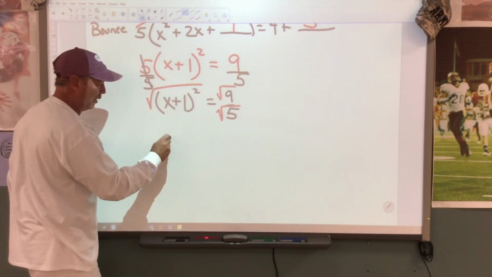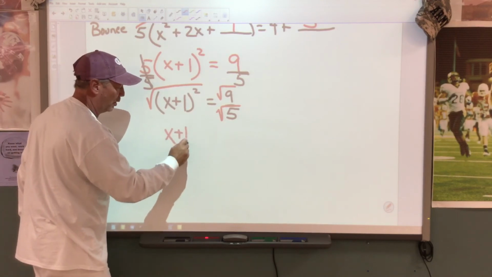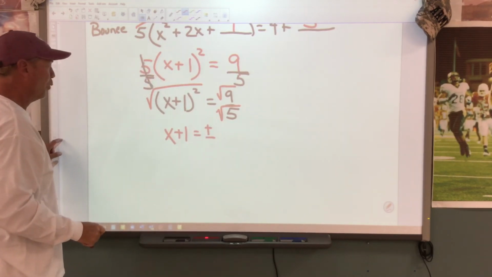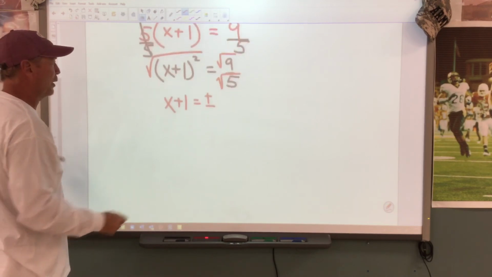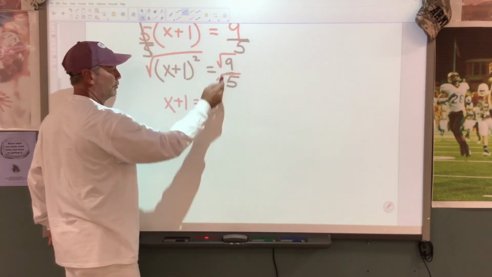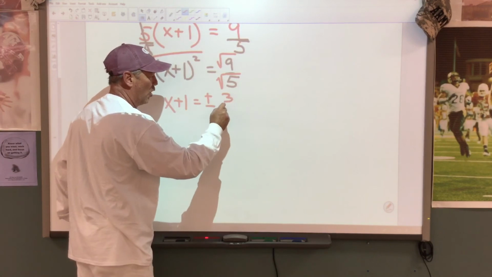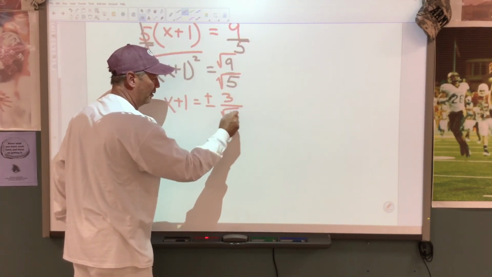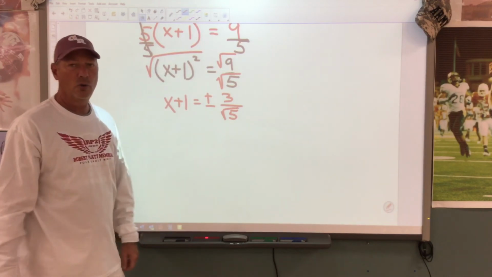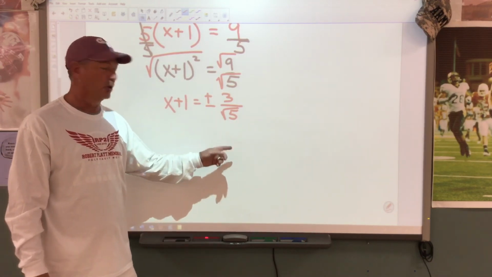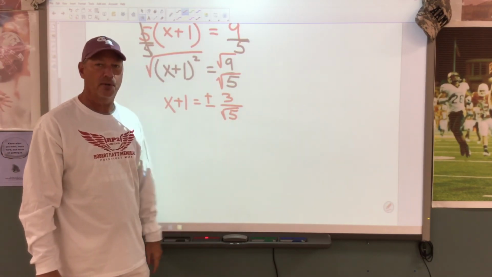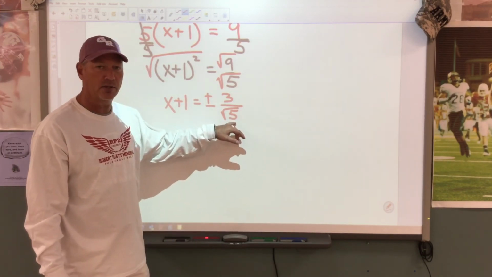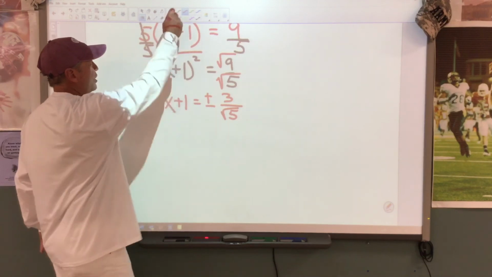This will drop out. x plus 1 equals plus or minus. What is the square root of 9? The square root of 9 is 3 over the square root of 5. Uh-oh. Am I allowed to leave a radical in the denominator? No. I can't leave a radical down here in the denominator, so we're going to rationalize it.